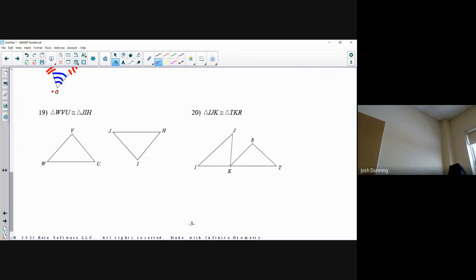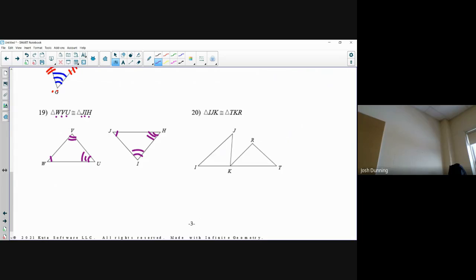19. WVU and JIH, so W's first, J is first. Those match. V is second, I is second. Those match. I got to use 2 though. They match each other. Who knows if they match any of the others? Third letter, U and H. I'll give 3.